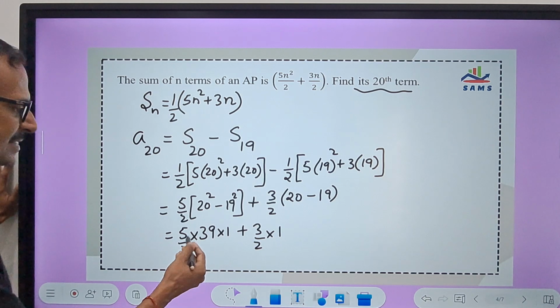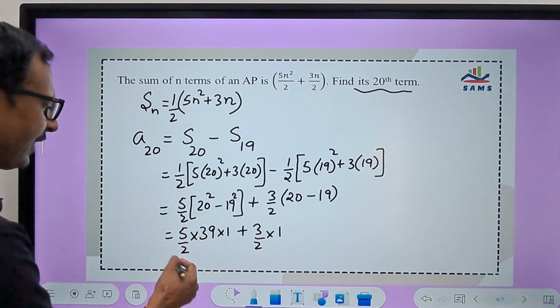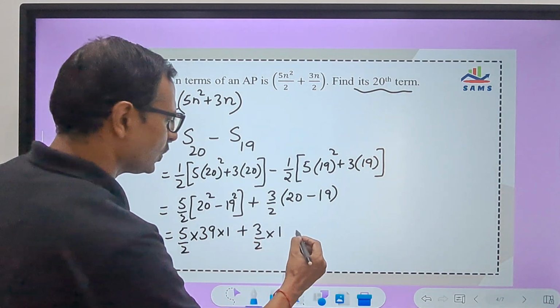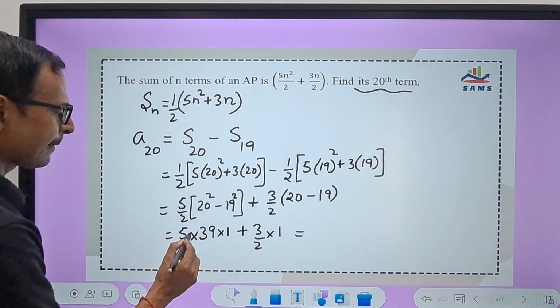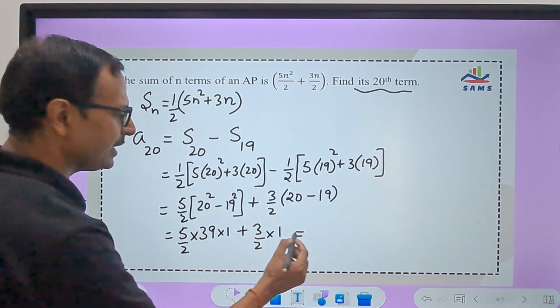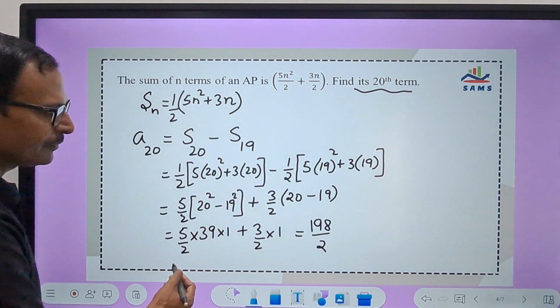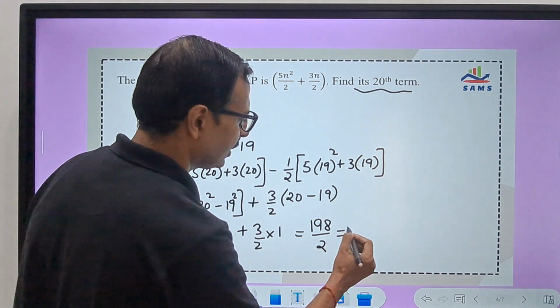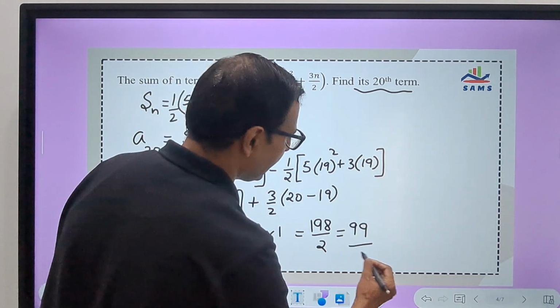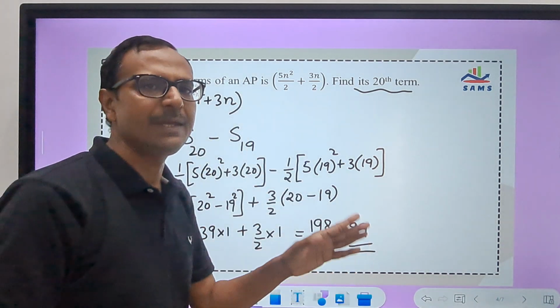So what is this calculation? I think this number is going to be a fraction here and a fraction here. So I can write the numerators. This is 390, so 195 plus 3, 198 by 2. So I have taken the LCM also, and so this gives me 99 as the answer for the question. The term number 20 is 99.